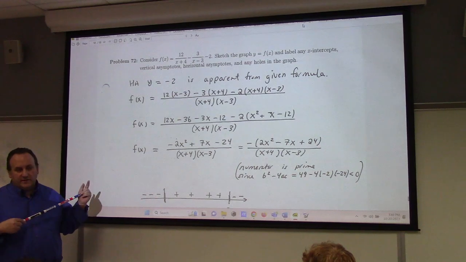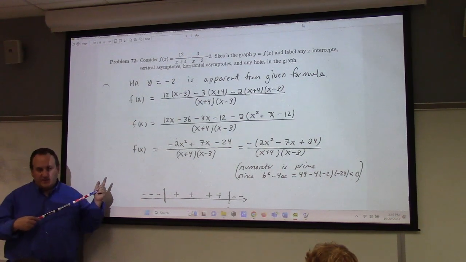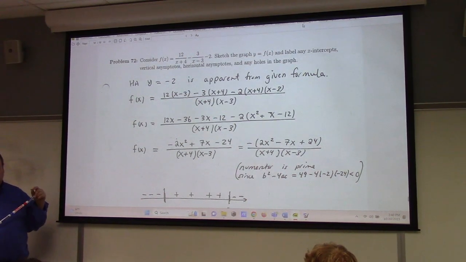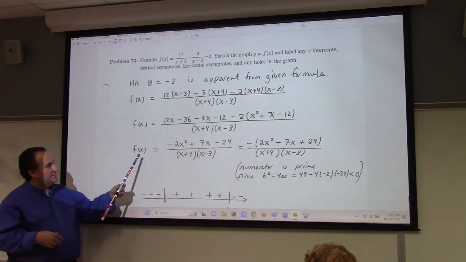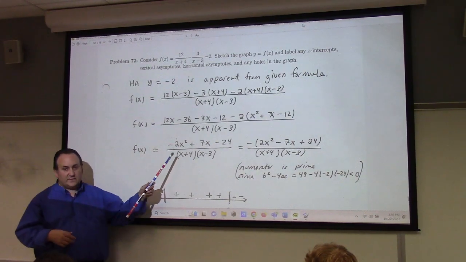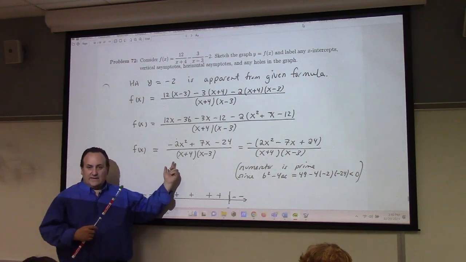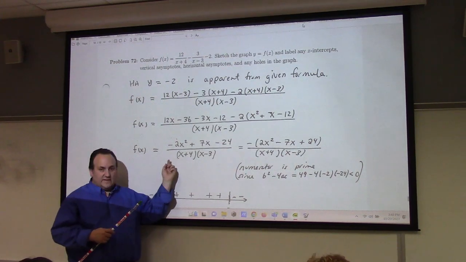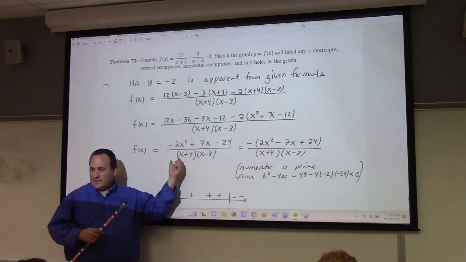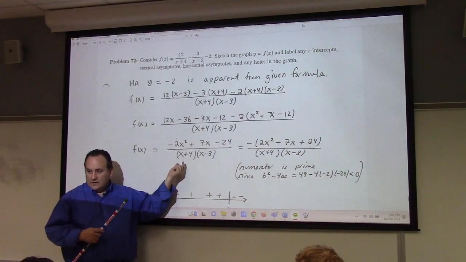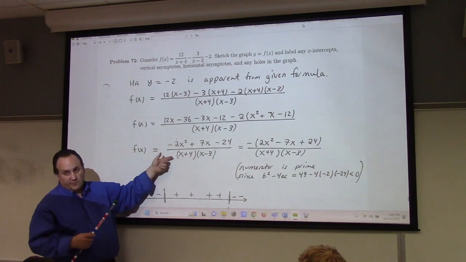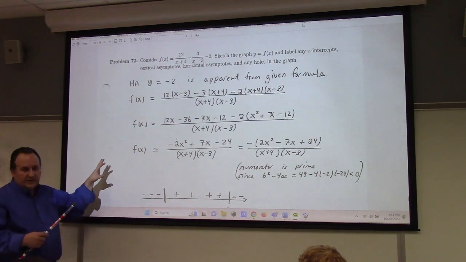If they're equal in degree, we're supposed to take the ratio of the leading coefficients, right? Leading coefficient upstairs, minus 2. What's the leading coefficient downstairs? You've got to multiply it out to see it. This is x squared plus x minus 12. If we multiply it out, the leading coefficient is 1. So the horizontal asymptote is minus 2 over 1, because that's the ratio of the leading coefficients.